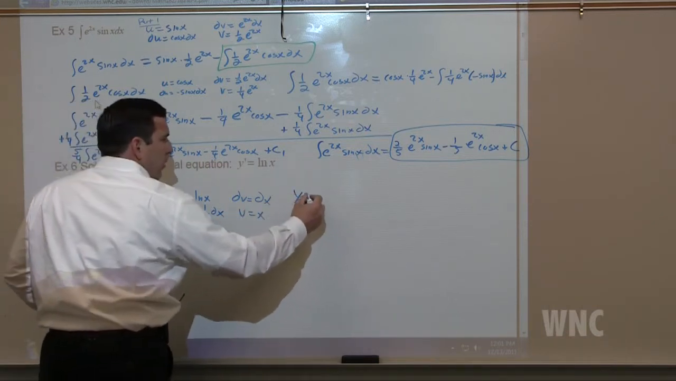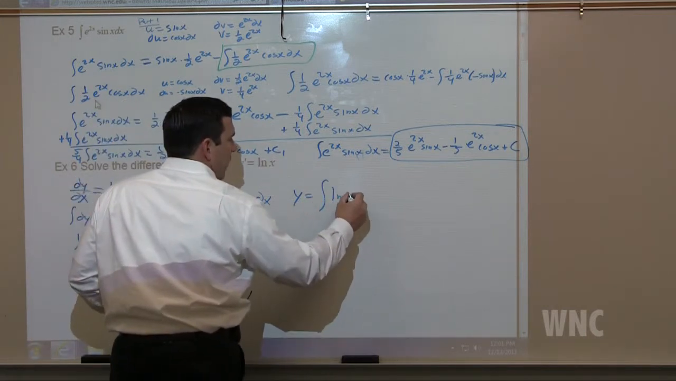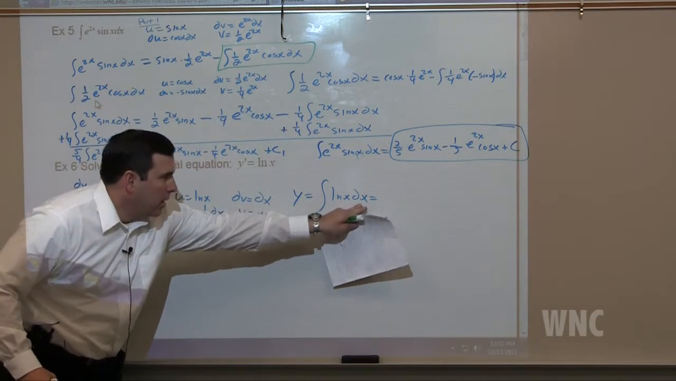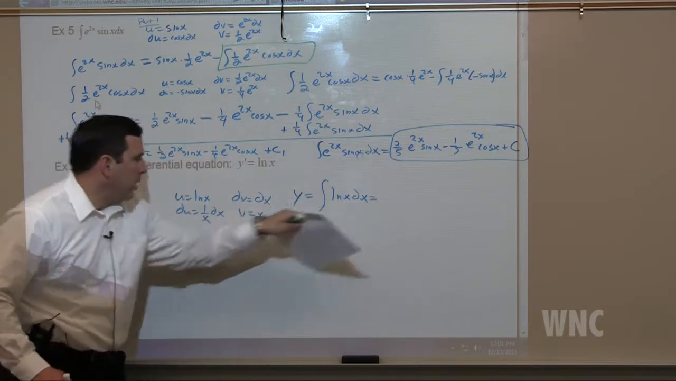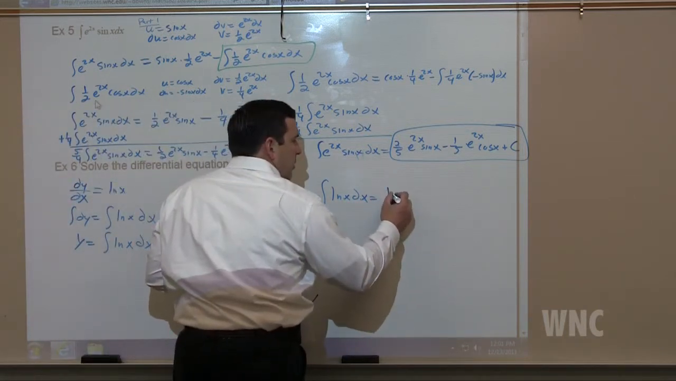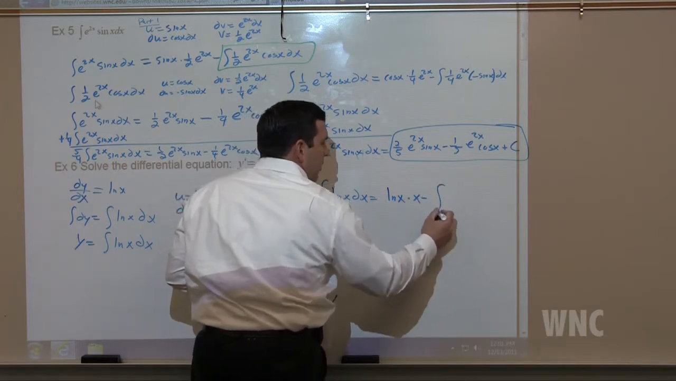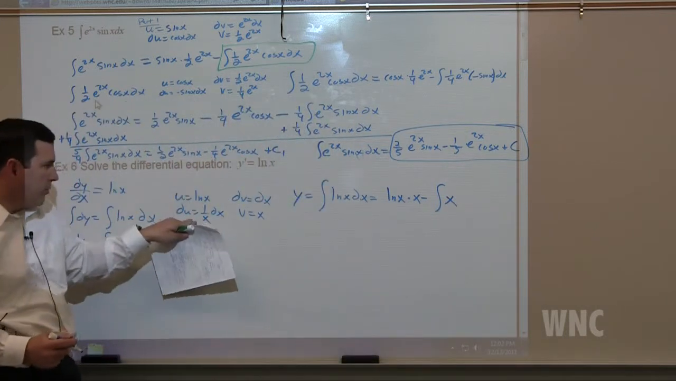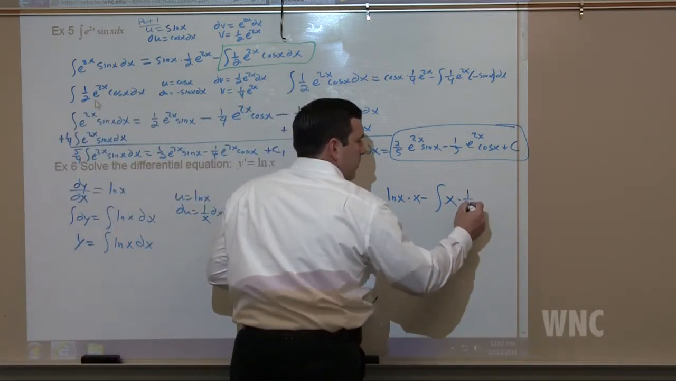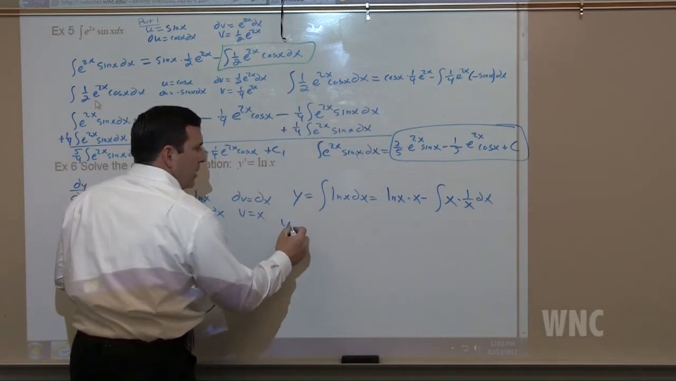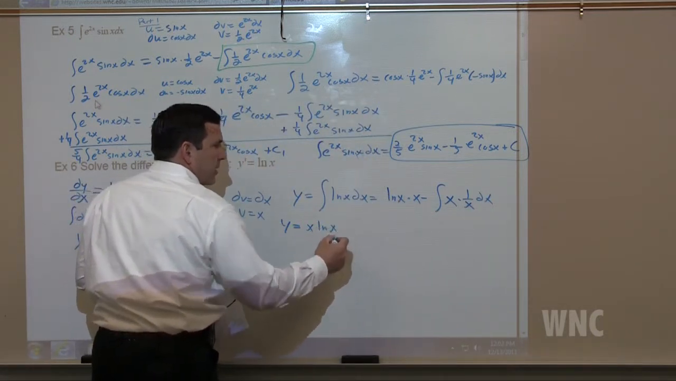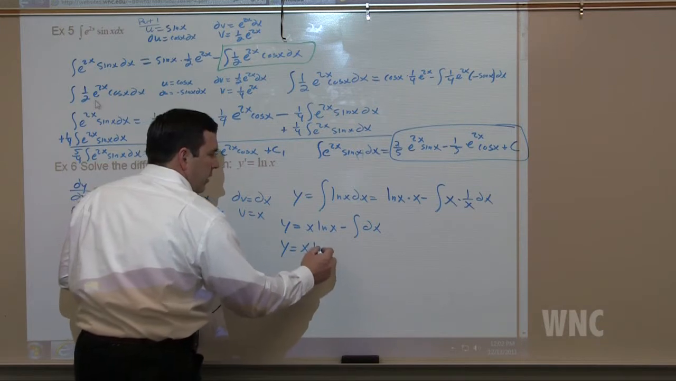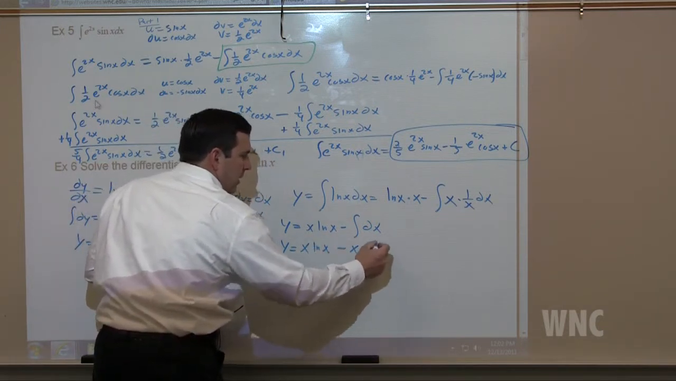So y will equal the integral of natural log of x dx. That's going to be equal to, using the formula, uv minus the integral of v du, so natural log of x times x minus the integral of v du. du is 1 over x dx. So y is going to be equal to x natural log of x minus the integral dx. So y equals x natural log of x minus x plus c.